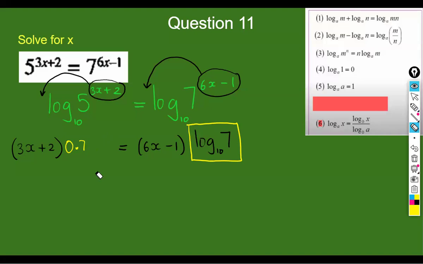Log 7, I'm getting, to 2 decimal places, log 7, 0.85.